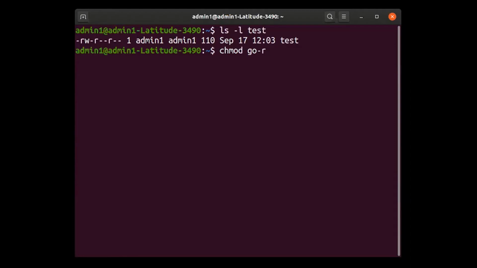So I will sum this up. The significance of GO minus R is: minus means remove, R means read, G means group, O means others. So I am summing up: remove the read permission from group and others. Which file? File test. Got it, all of you? Remove the read permission from group and others from the file test.